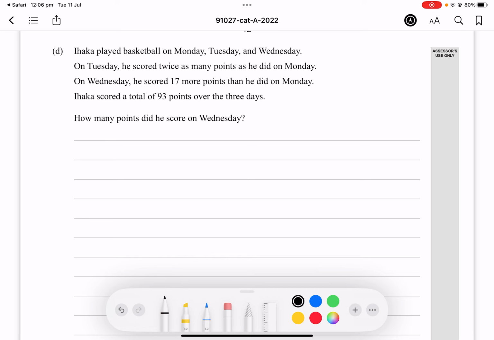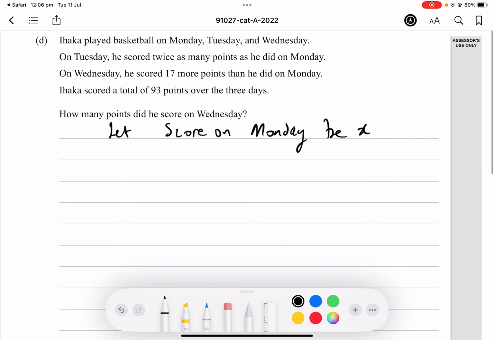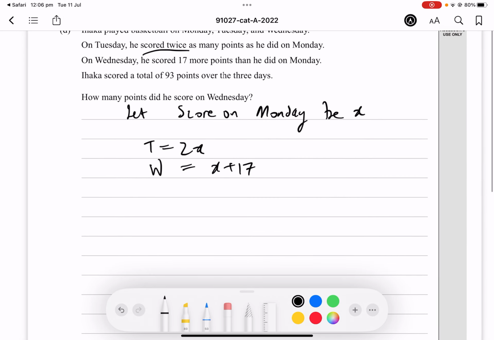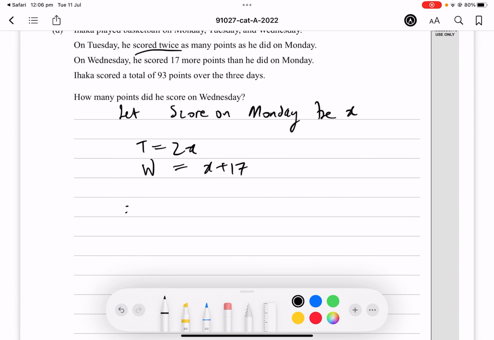So for this question, we're going to let the number of points he scores on Monday be x. So let the score on Monday be x. So therefore, Tuesday would be equal to 2x, as he scores twice as many points as he did on Monday. On Wednesday, he scores 17 more points than he did on Monday. So Wednesday would be x plus 17. So therefore, the total sum of all 3 of these days is 93. So x plus 2x plus x plus 17 equals 93.